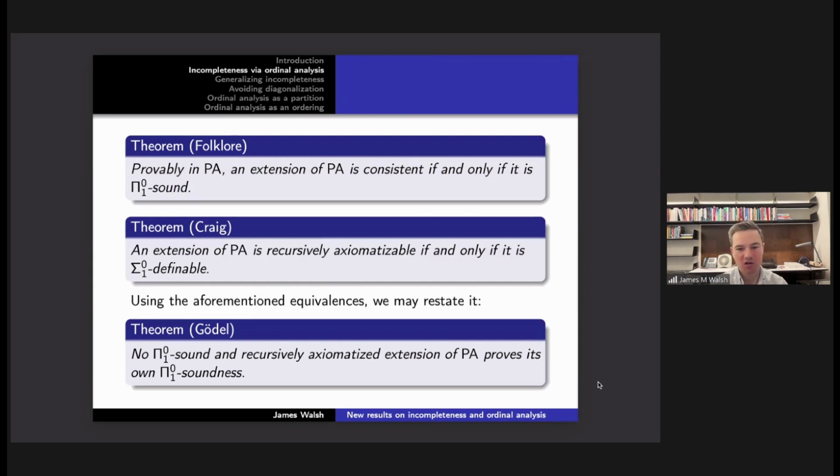And the second change is to recursively axiomatized. Using the results of Craig, we can restate this as Σ⁰₁ definable. So what we have now at the bottom of the screen is just a restatement of Gödel's theorem: no Π⁰₁ sound and Σ⁰₁ definable extension of PA proves its own Π⁰₁ soundness.